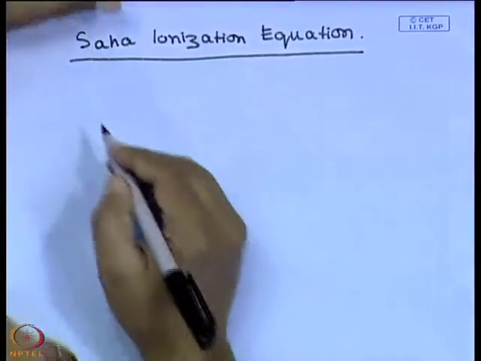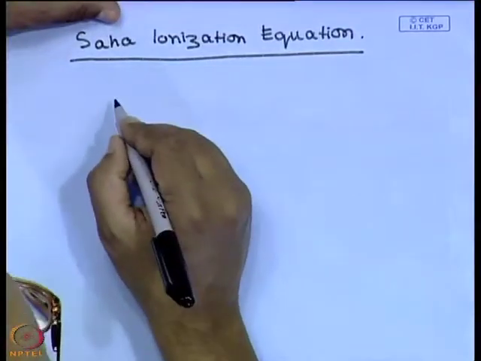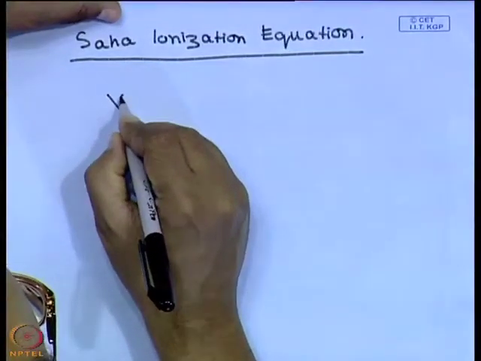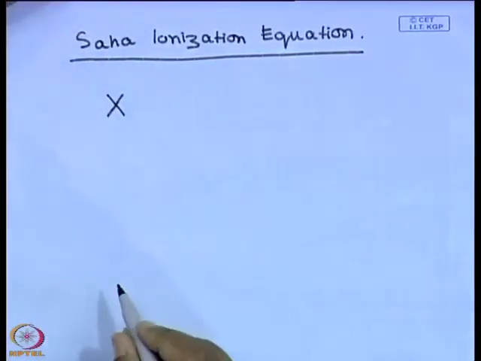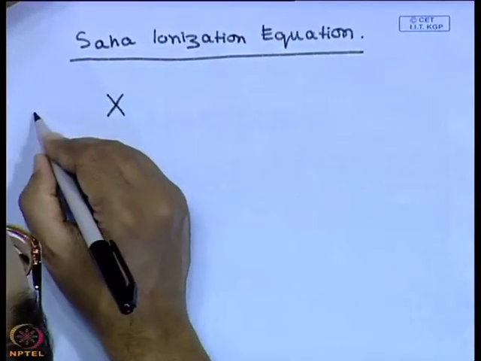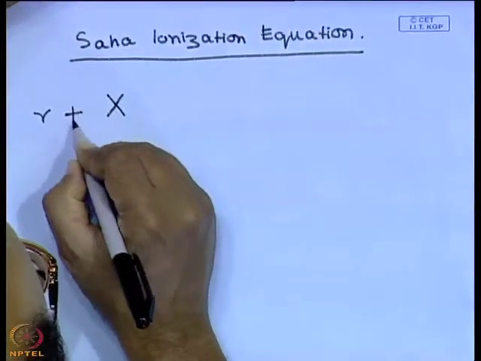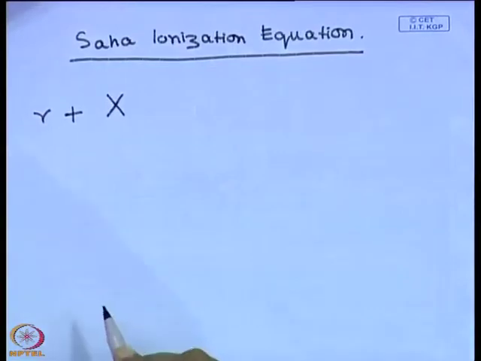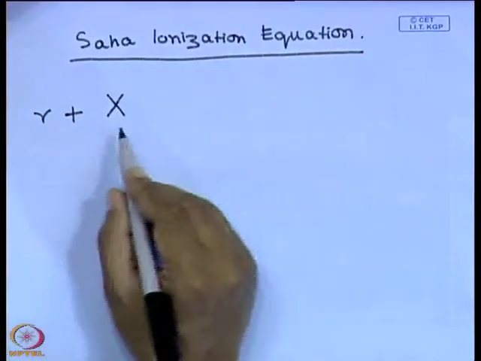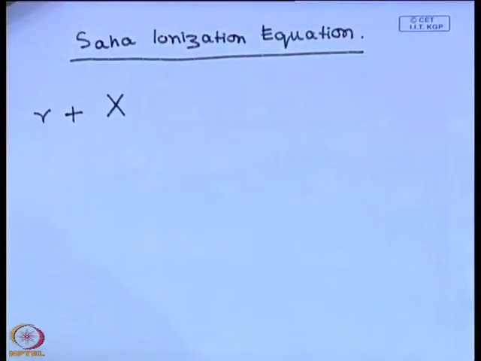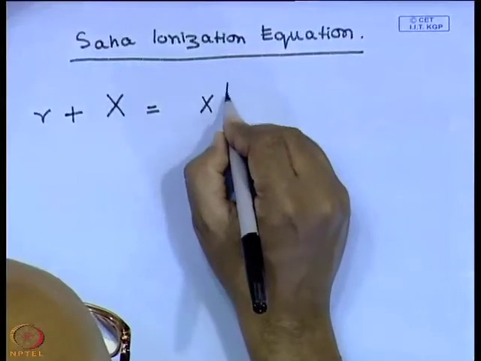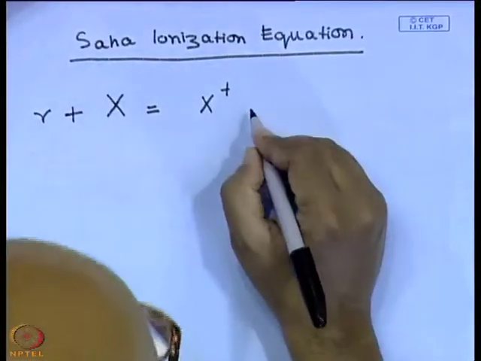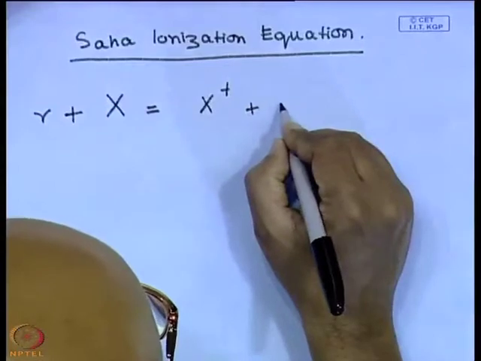So, we consider an atom, let us call it X, and we consider a reaction where this atom interacts with a photon which has sufficient energy to ionize the atom, and as a consequence the atom goes to an ionized state, plus an electron.